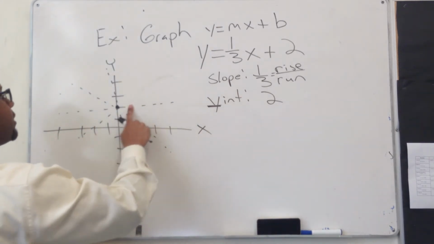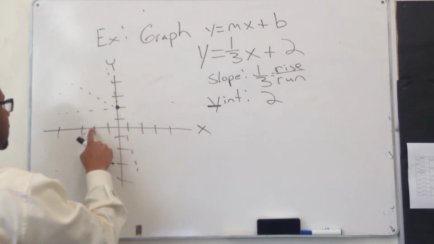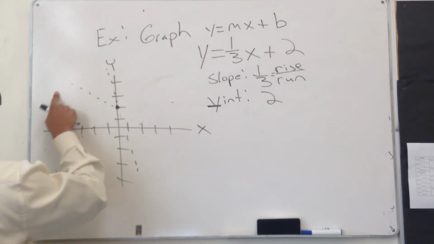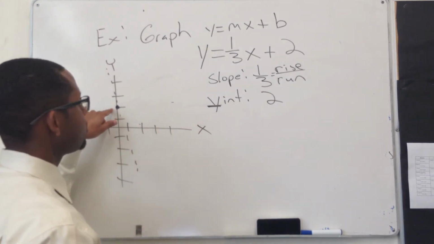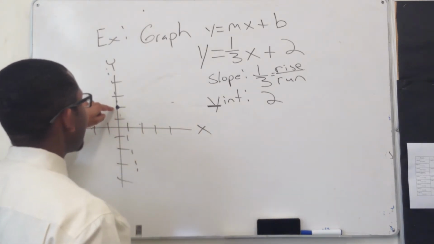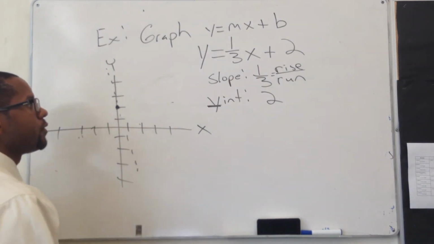Alright? So I'm going to get rid of those dotted lines. And you should probably get rid of yours too. So I'm going to go back. And I'm going to say, okay. So I know my line goes through the y-intercept of 2. It crosses the y-axis at 2. So that's good. Now I need to count my slope.